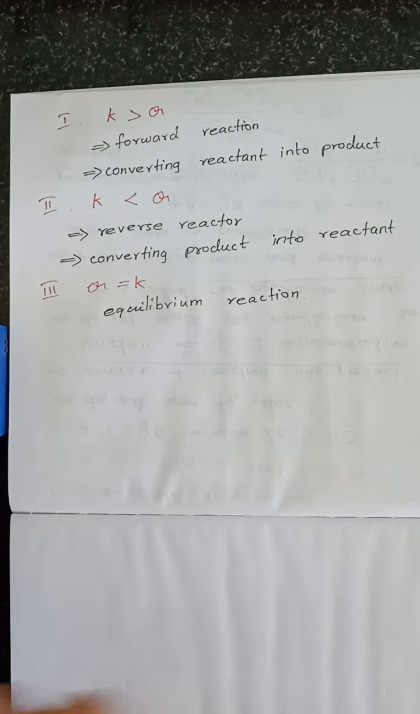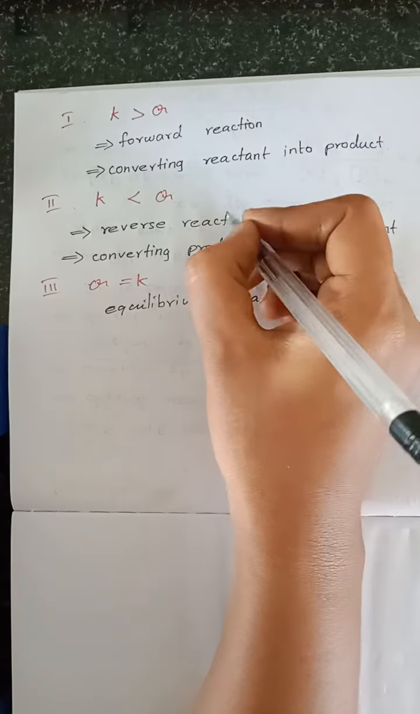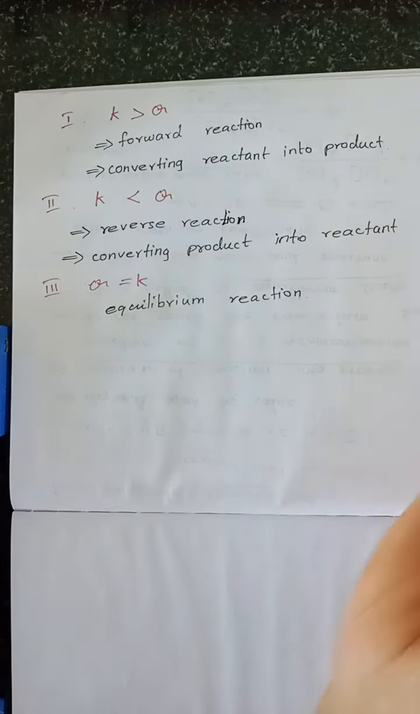Children, in predicting the direction of a reaction there are three cases. The first case, K is greater than Q, is a forward reaction, converting reactant into product. Then K is less than Q is a reverse or backward reaction, converting product into reactant. Then the third case, Q is equal to K, is an equilibrium reaction.